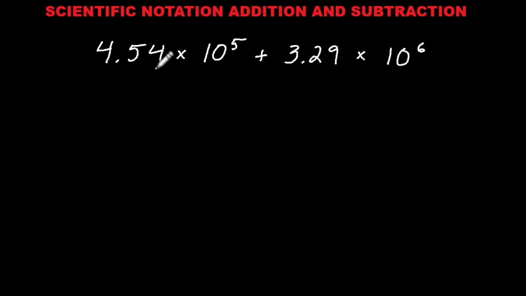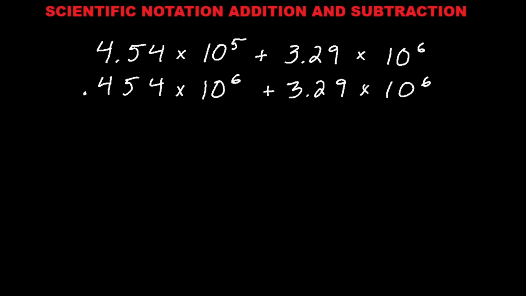So in order to change this one to be 10 to the sixth, I would have to move the decimal over one spot. And since I've moved the decimal one to the left, in order for this to still be 4.54, I would have to multiply this by 10 to have the decimal there. So since I'm moving it that way, I increase the exponent over here from a 5 to a 6.